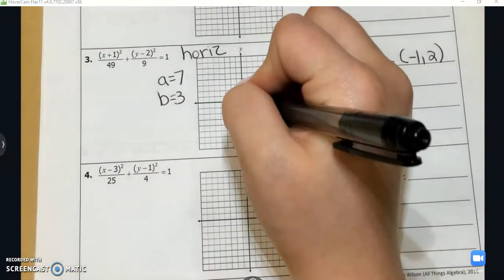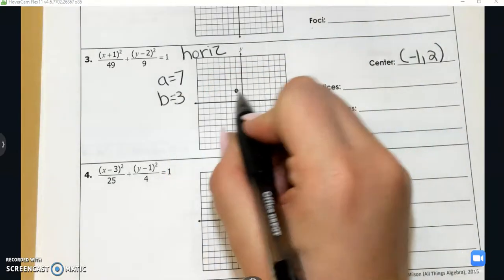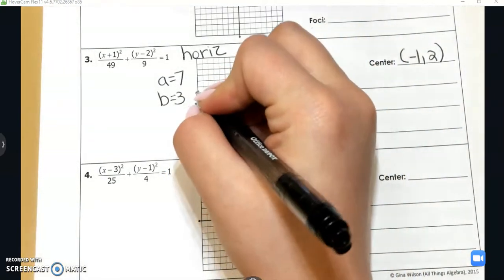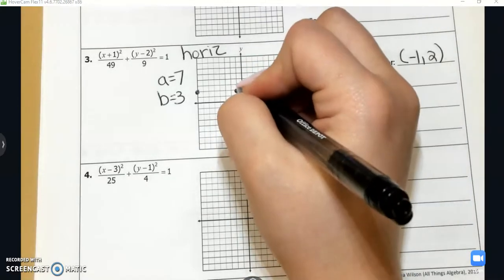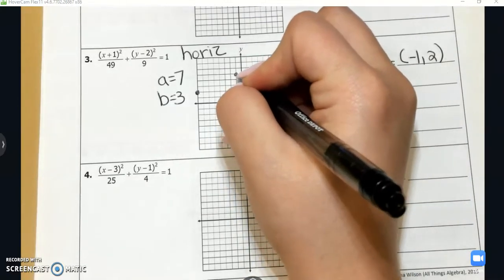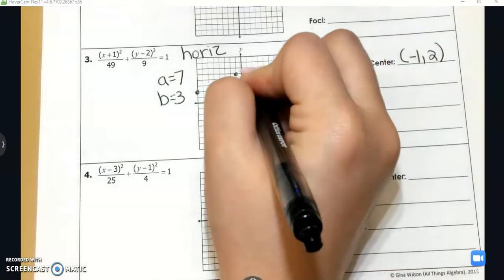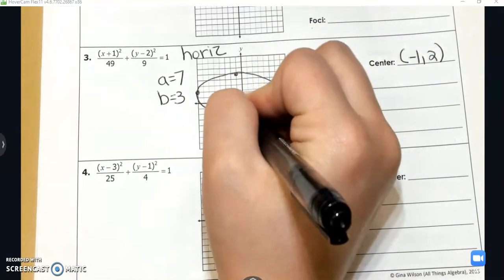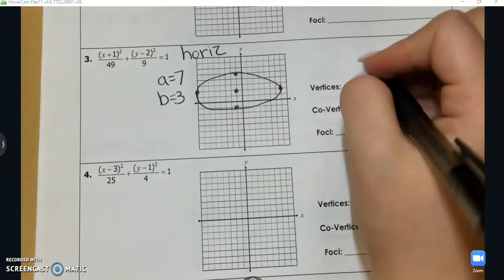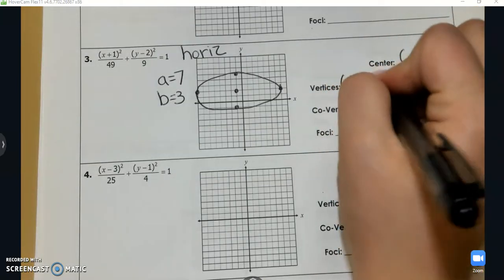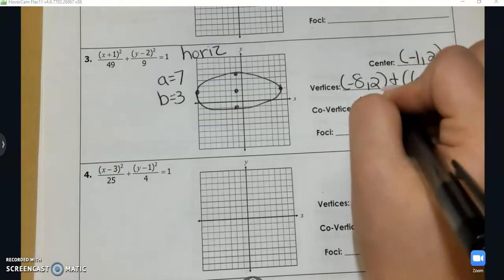So I'm going to go ahead and plot my center. And then to get my vertices, I'm going to go 7 to the left and 7 to the right from my center. Then to get my co-vertices, I'm going to go 3 up and 3 down. Then the best as you can, you are going to connect those 4 points to make your ellipse. Again, not going to be quite perfect. Going to do the best that you can. And here are the coordinates for all of those points we just plotted.